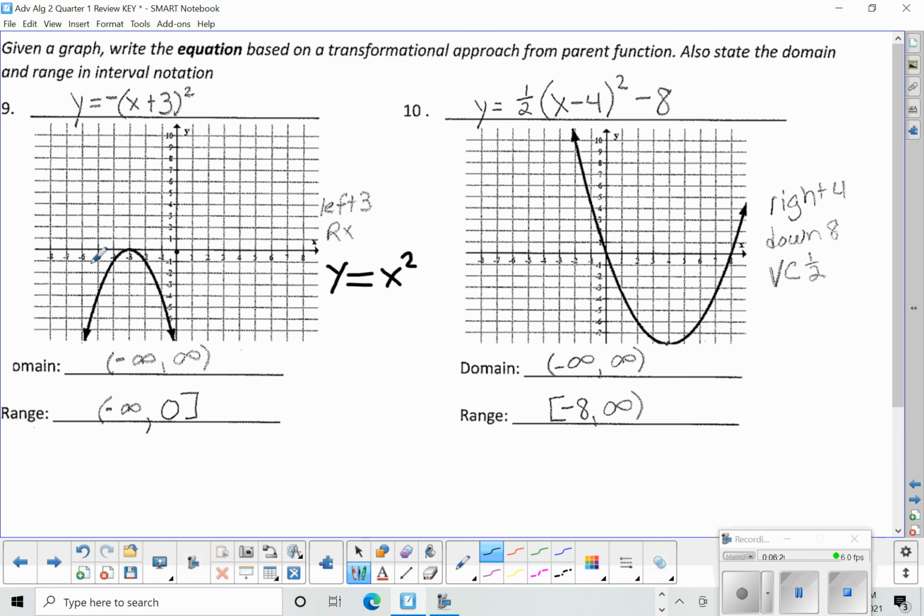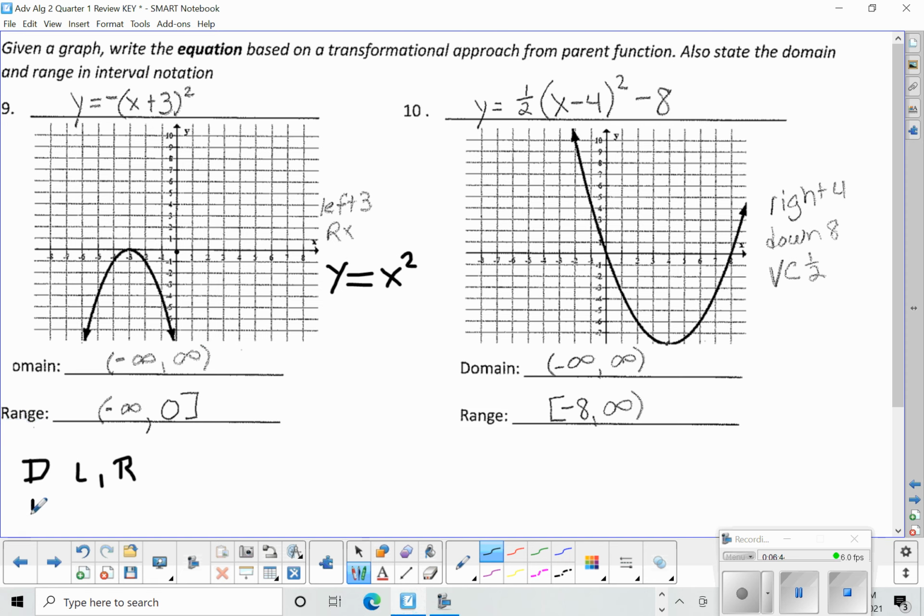Now when I look at the graph, my domain, remember your domain is your left to your right. Well, this graph keeps going forever to the left, so it's negative infinity. Forever to the right is positive infinity. We can't put a value on infinity, so I use parentheses.